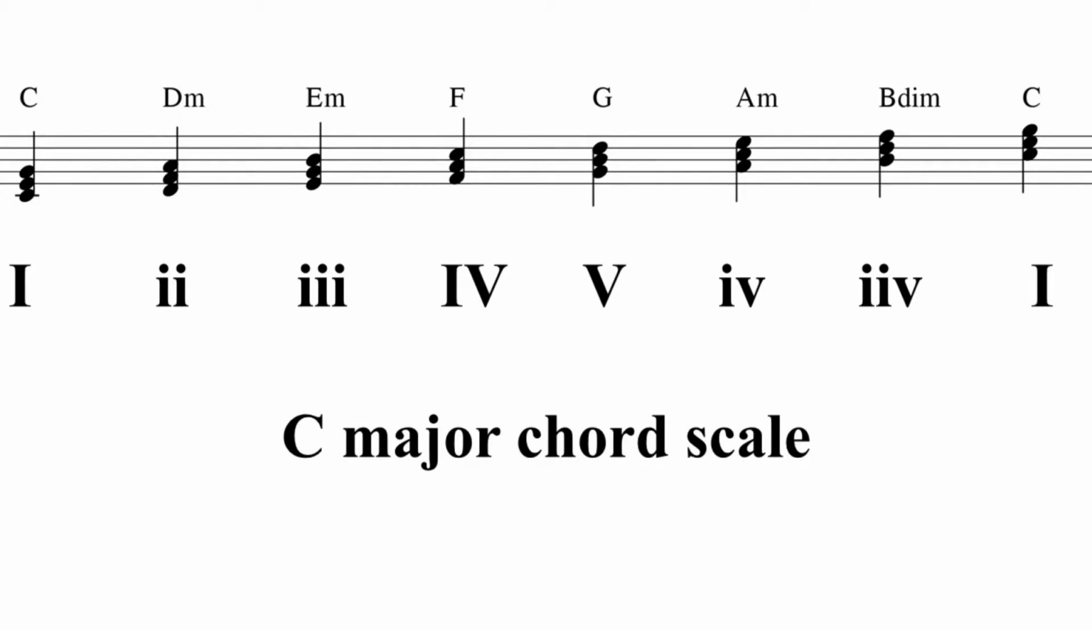The first thing you can do to consolidate the key is to use primary triads. In any given key, all the chords that you can use in that key can be grouped into a scale, much like the major scales that we see and talk about a lot.